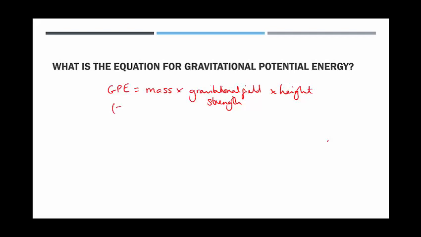Again, GPE is measured in joules, like all types of energy. Mass is measured in kilograms. Gravitational field strength in newtons per kilogram. And height is measured in meters. Okay, on Earth, the gravitational field strength is 9.8. If you're asked about anywhere else, they will give you the gravitational field strength.